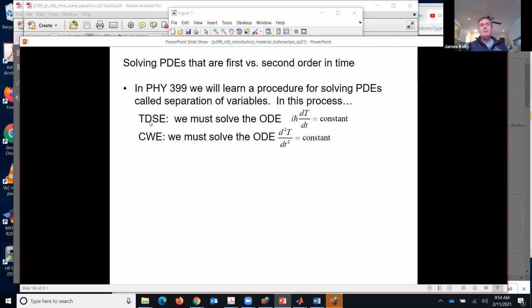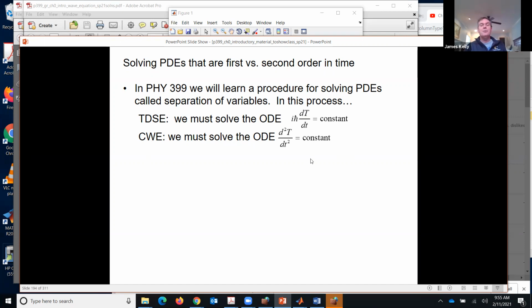So for the time-dependent Schrodinger equation, if we're doing separation of variables, we have to solve the ordinary differential equation: i h bar times the ordinary derivative with respect to t of some unknown function is equal to a constant times that function. So this capital T is just a function of time. This is called a first order ODE. Whereas for the classical wave equation, when we do separation of variables, we get a second order ODE.